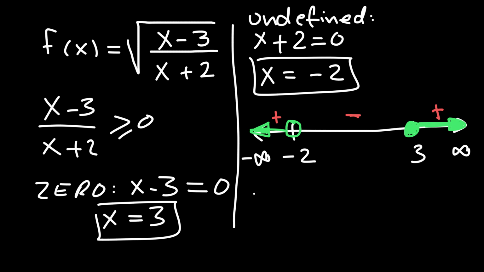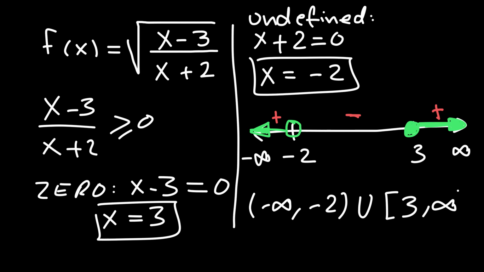So in this case, our domain will be from minus infinity to minus 2, parentheses, union, bracket 3 to infinity. Notice here I put minus 2 with a parenthesis, where I put a bracket for the 3. Because of the circles here, we made a closed circle, that's why I made it with a bracket. Here we made it an open circle, that's why we wrote a parenthesis.